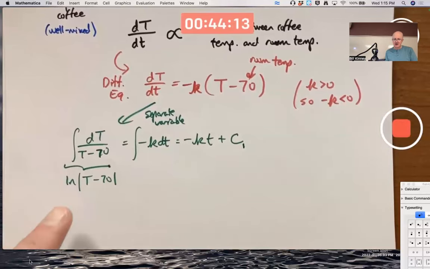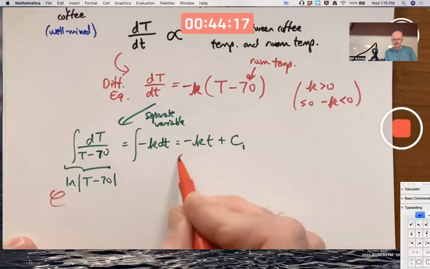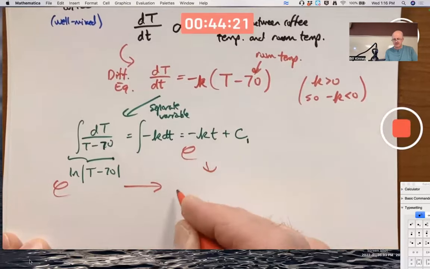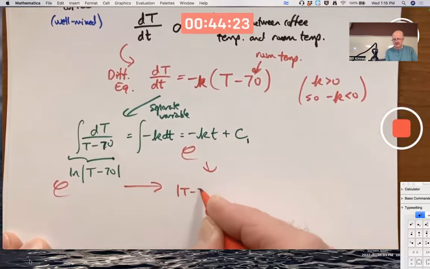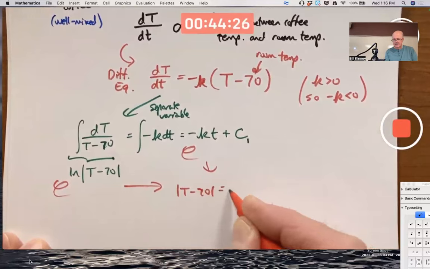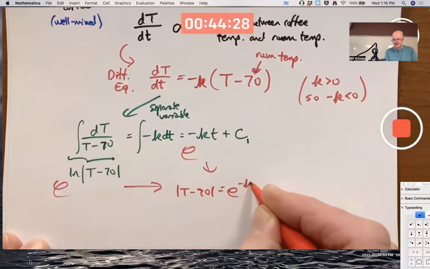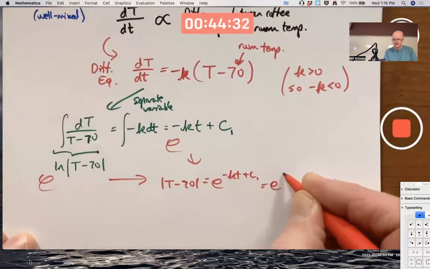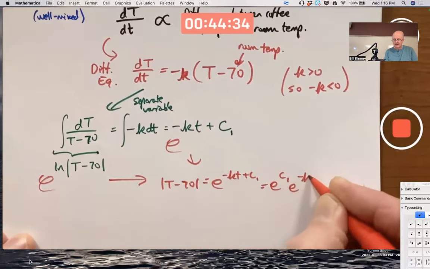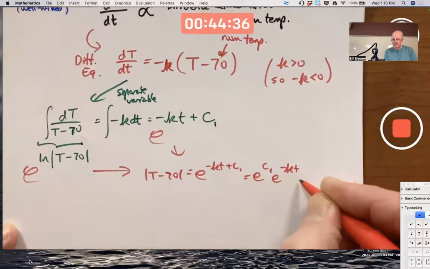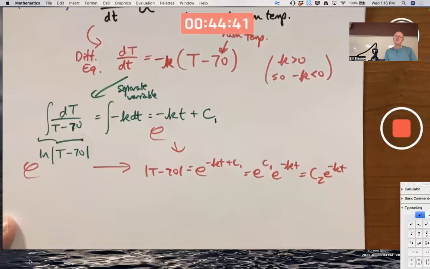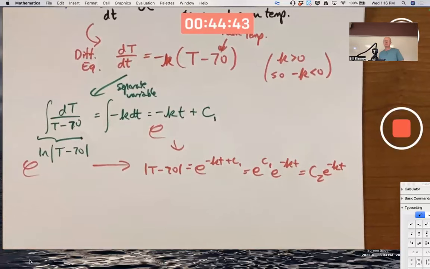I would like to solve for capital T, so I want to get rid of the logarithm, so I will exponentiate both sides. Doing so gives the absolute value of T minus 70 equal to e to the negative kt plus C1, which you could, by a property of exponents, write like this. And then e to the C1 you could call C2. C2 is e to the C1.